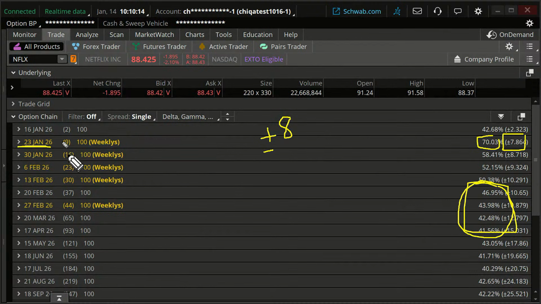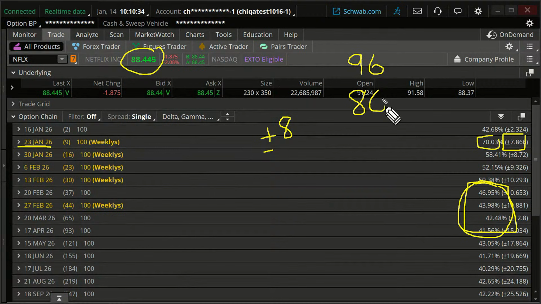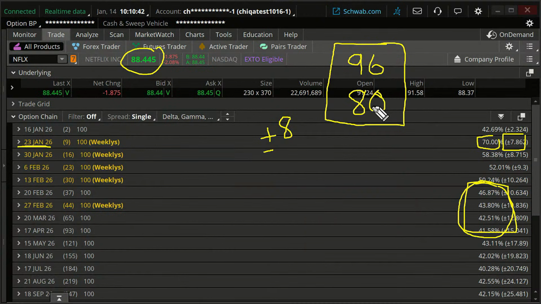An 8-point move, well, let's take that. Let's take the current stock price, which is about, we'll say, 88. If I add $8 to that, that's about $96. Or if I subtract $8 from that, that's roughly $80. So this is the range that we're talking about here, between $80 and $96. And if we're willing to speculate, and that's what this is, a speculation, that Netflix is going to stay within that range, we may consider doing this trade.